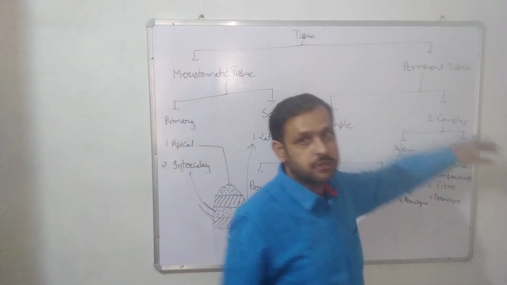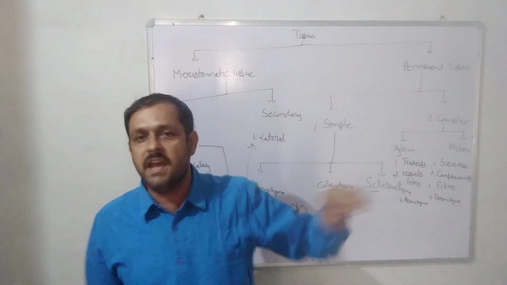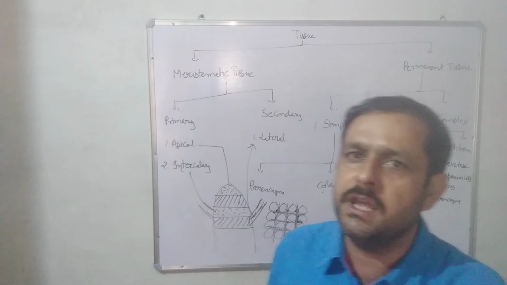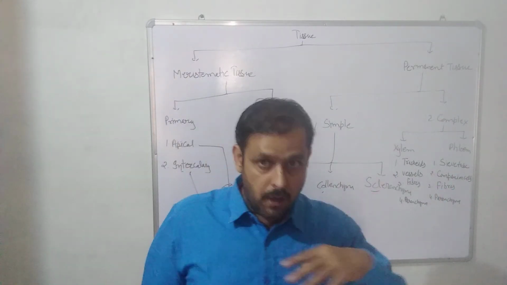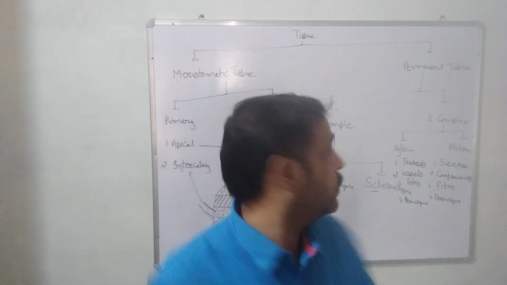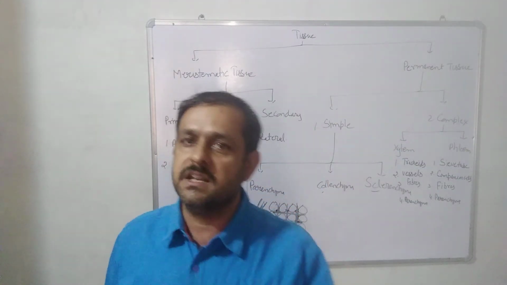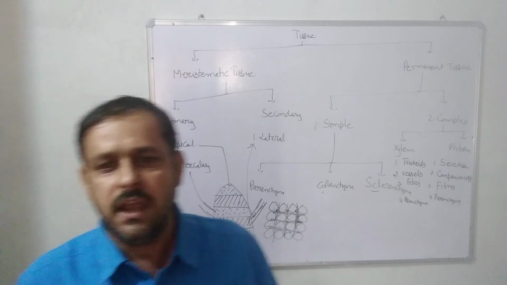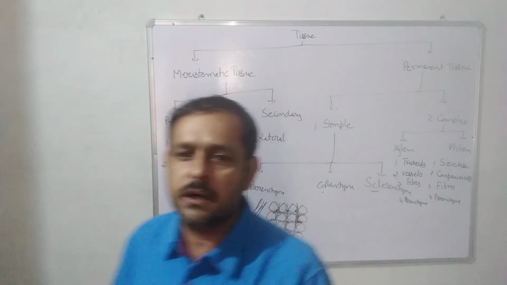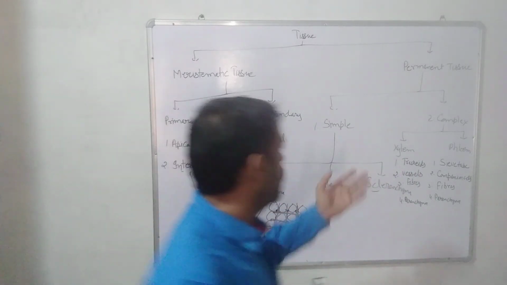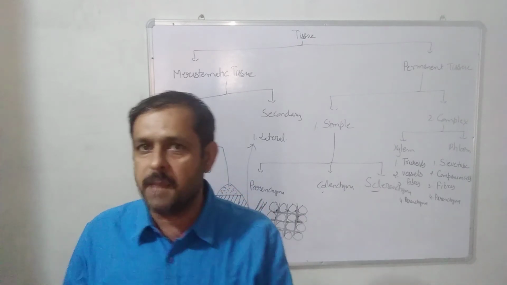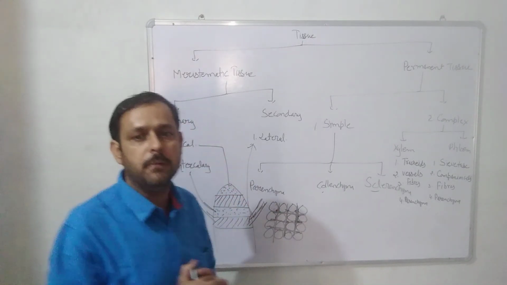Now complex tissue. Simple tissue is made up of only one type of cell. Whenever more than one type of cell forms a tissue, it is called complex tissue. Their cells lack the capacity of division, and complex tissue is made up of more than one type of cell, and these work together as a unit. Xylem and phloem are examples of complex tissue, and xylem is made up of four types of tissue, and phloem is also made up of four types of tissue.